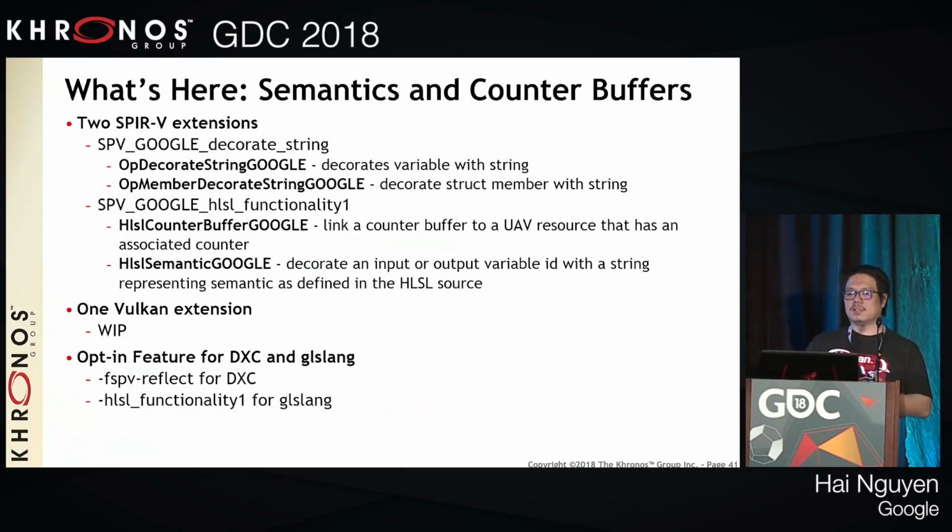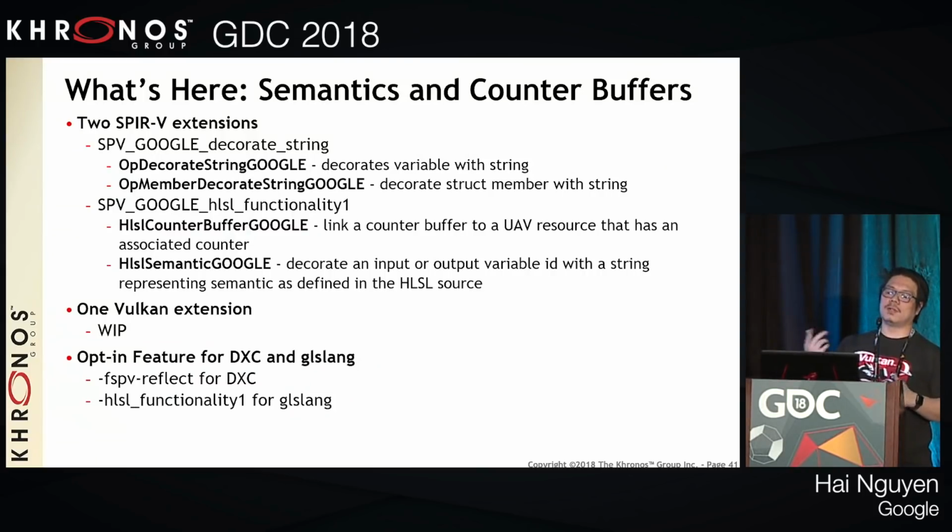So let's take a look at semantics and counter buffers. The DXC team, along with GLslang, worked on two extensions to make this happen. In order to decorate for semantics, we needed an opcode that permitted a decoration on a variable or a struct member that could carry a string. And so OpDecorateStringGOOGLE and OpMemberDecorateStringGOOGLE were added. Once we had those, we could add the decorations themselves. The first one we added was HlslSemantic.